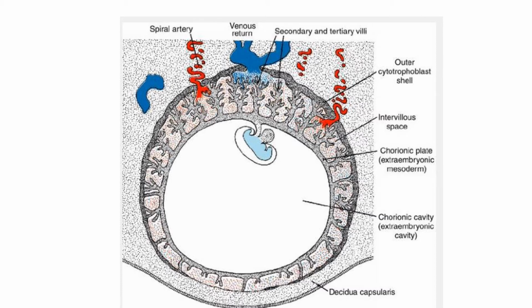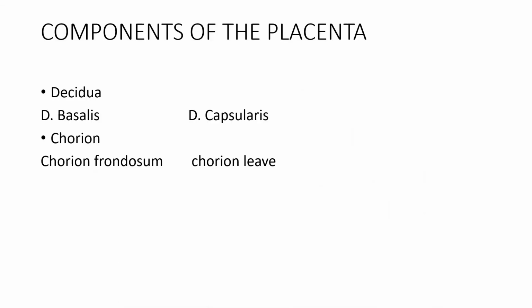Now microscopic structures. The components of the placenta are decidua and chorion. Decidua is of two types, decidua basalis and decidua capsularis. And the chorion has the chorion frondosum and the chorion laeve.